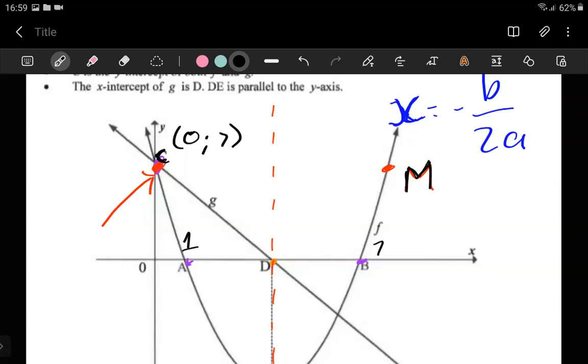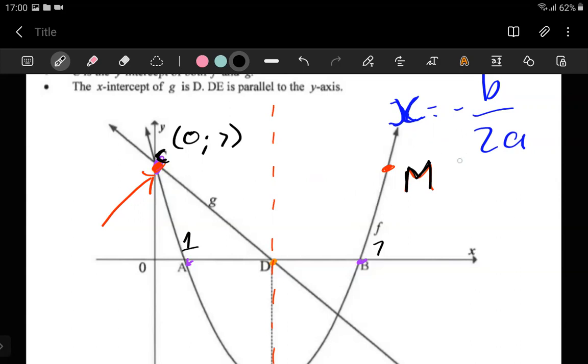Yes. So what you want to ask yourself is, why are they telling us that C is a reflection of M? That's the question you want to ask yourself. Why are they telling us that, and what information are they trying to give us?